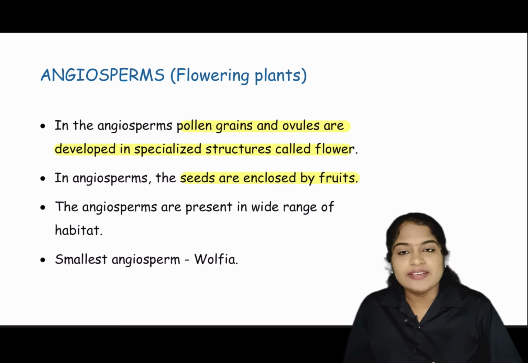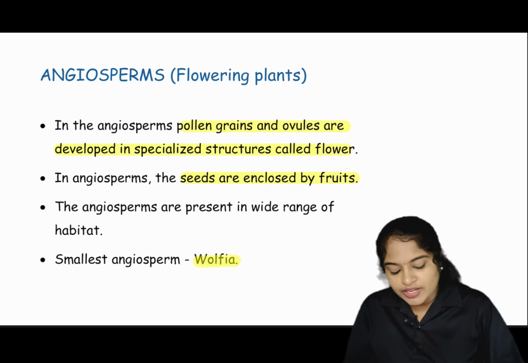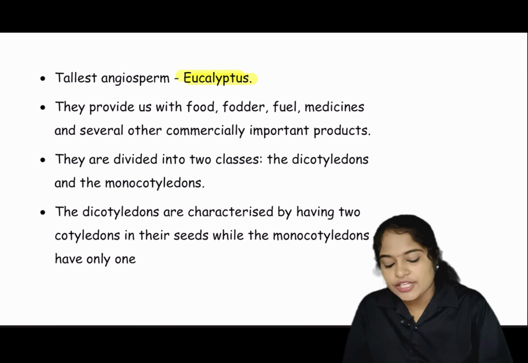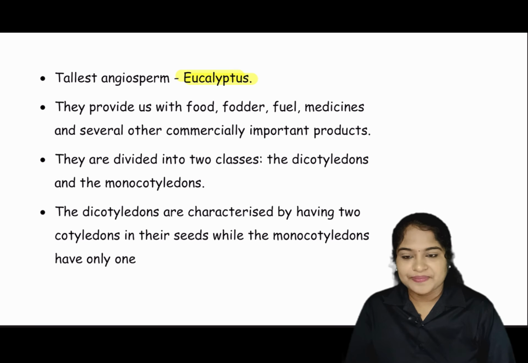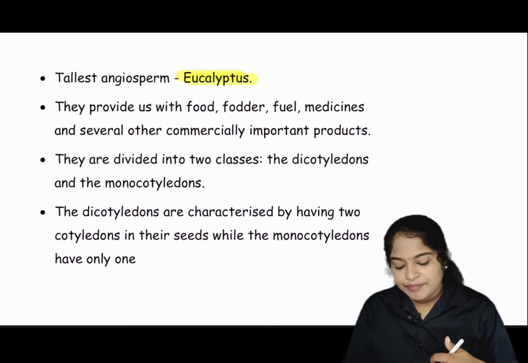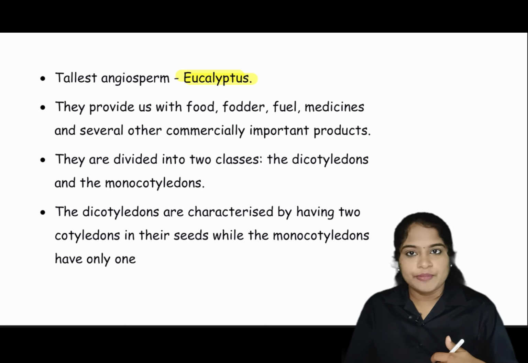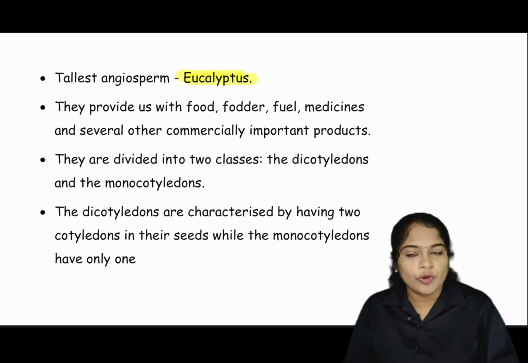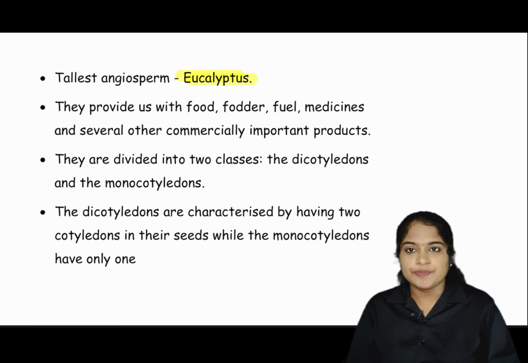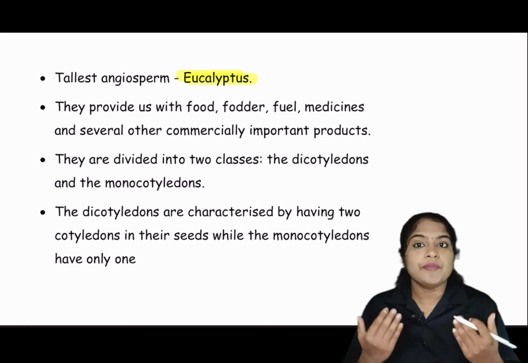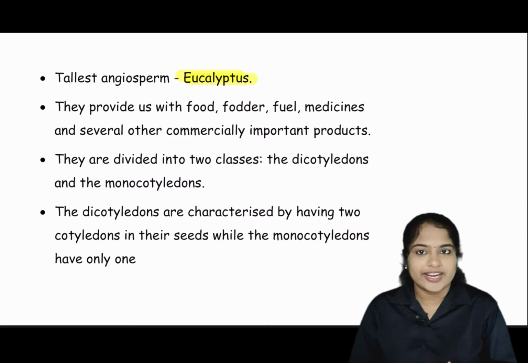Angiosperms are present in a wide range of habitats. The smallest angiosperm is Wolffia, and the largest or the tallest angiosperm is Eucalyptus. They provide us with food, fodder, shelter, medicines, and several other economically important substances. They are divided into two different classes, that is monocotyledonous and dicotyledonous, based on the number of cotyledons present. They are dicotyledonous if 2 cotyledons are present, and they are monocotyledonous if only 1 cotyledon is present.